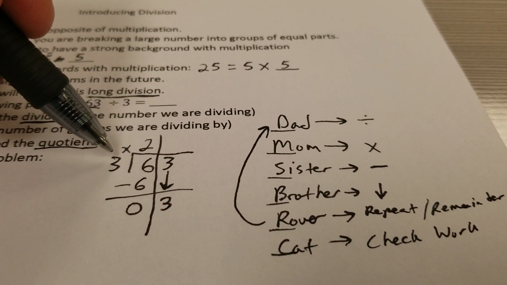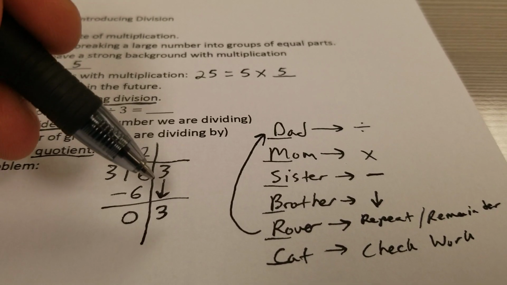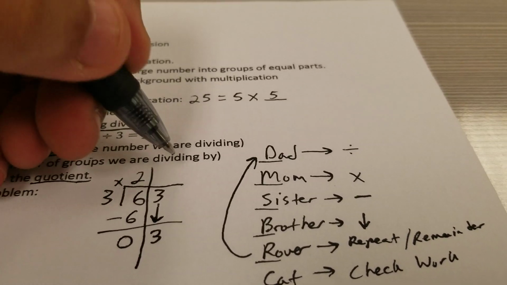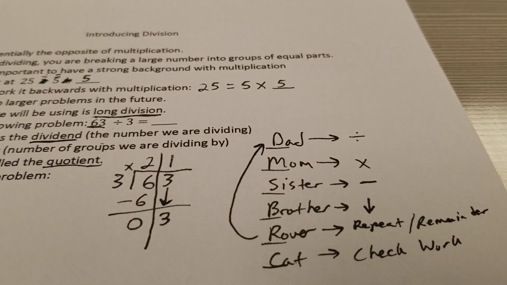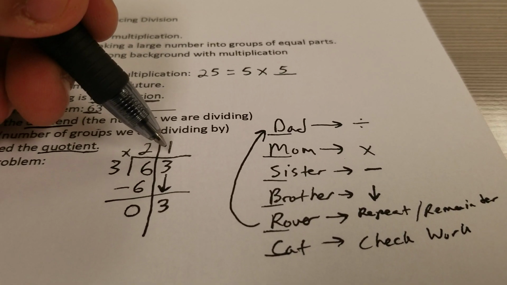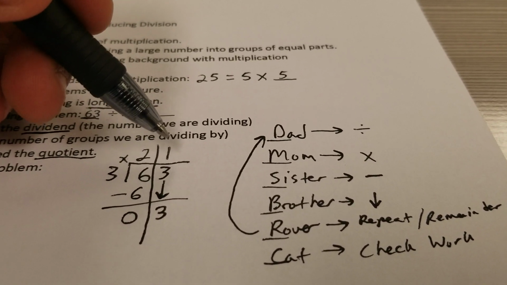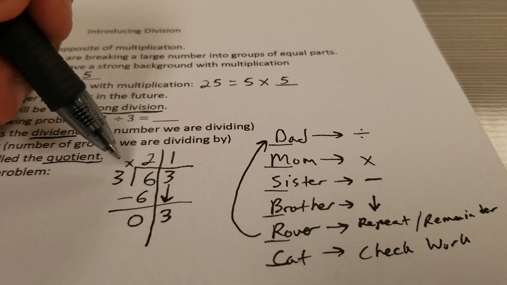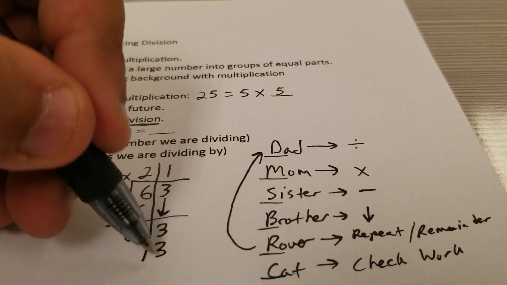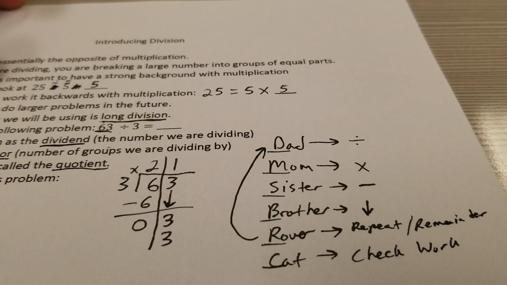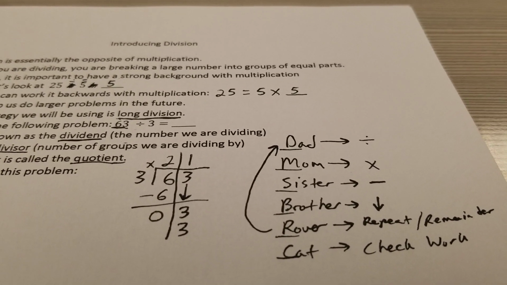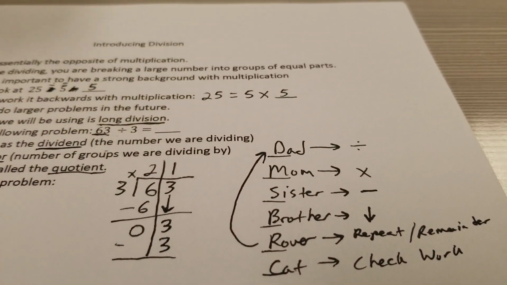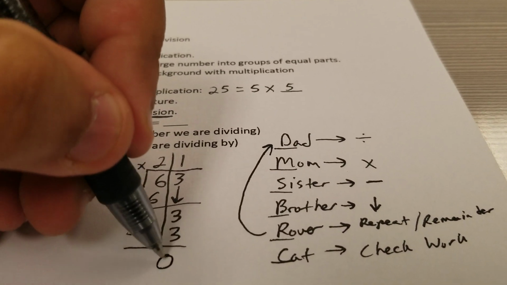So I'm going to ask myself, how many groups of 3 can I get from 3? If you said 1, you are correct. It is 1 group. So now I'm going to take that 1 in the second column and do Mom multiply. I'm going to multiply what I got in the column times the divisor. So 1 times 3 gives me 3. And just as I mentioned, after Mom multiply, we do sister subtract. So we subtract 3 from 3, and that leaves us with 0.